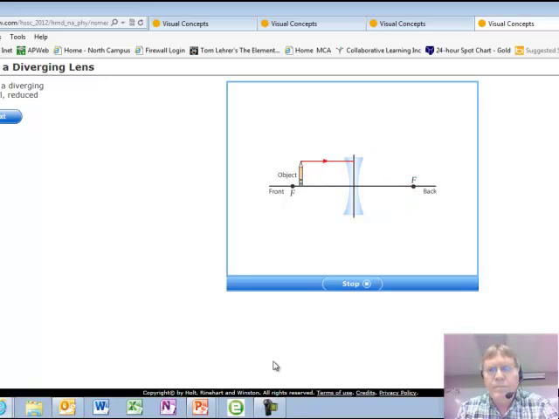To locate the image, start with a ray parallel to the principal axis. Since we know this is a diverging lens, it is easy to remember that this ray is bent outwards as though it originated at the focal point on the left. Draw a second ray that passes straight through the center of the lens. The image appears where the two rays appear to have originated.